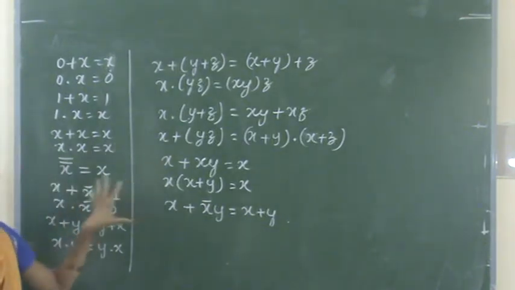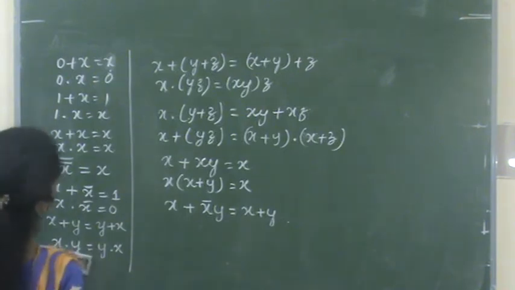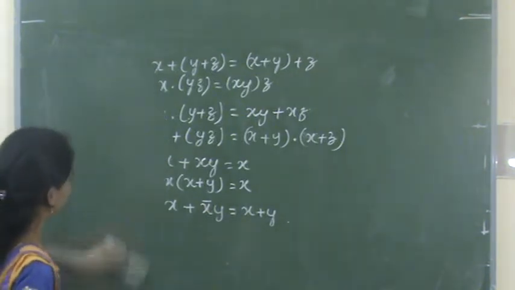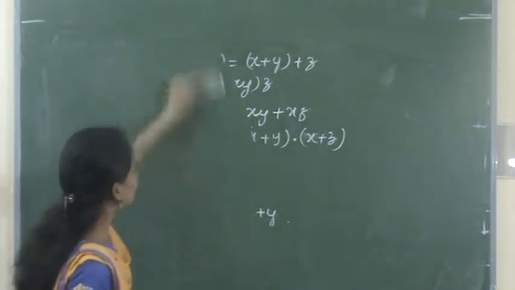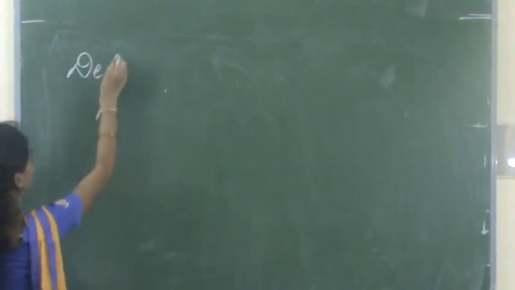So these are the properties. Now we will study one theorem called De Morgan's theorem. It is very important. We have two De Morgan's theorems.